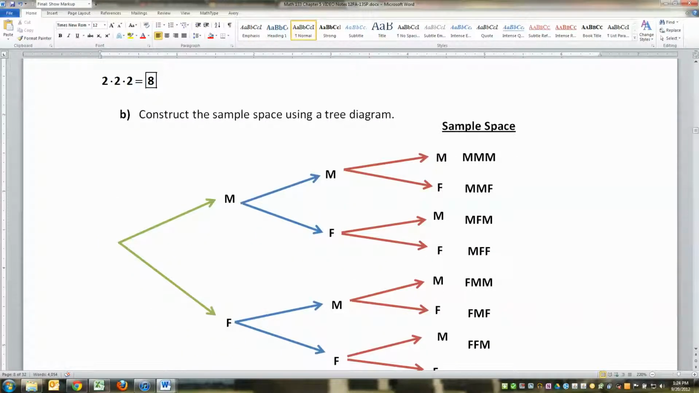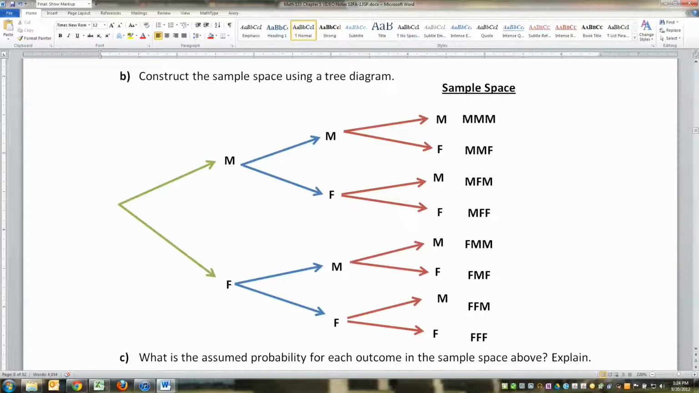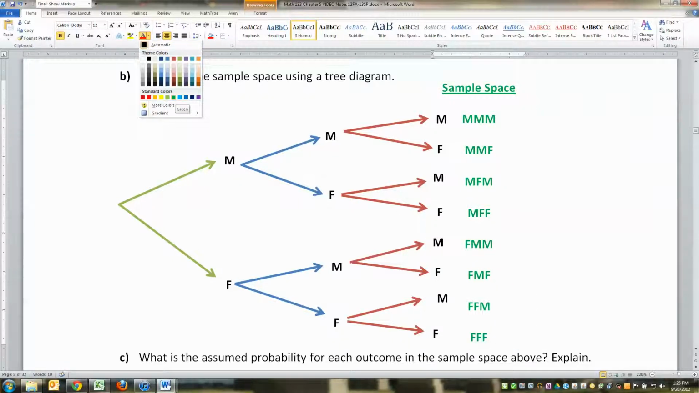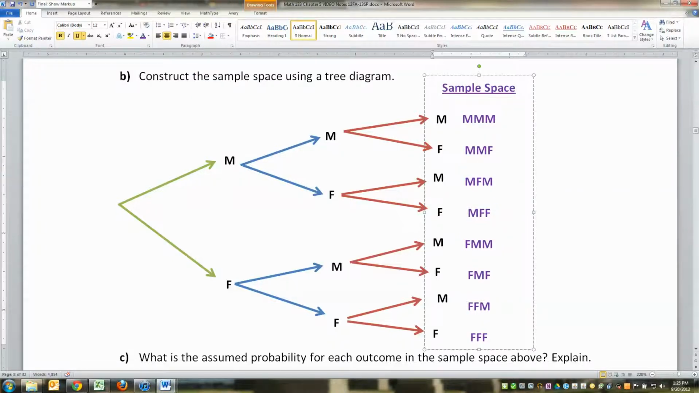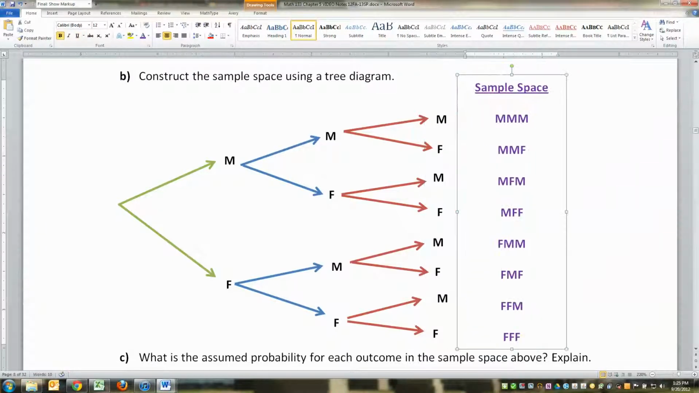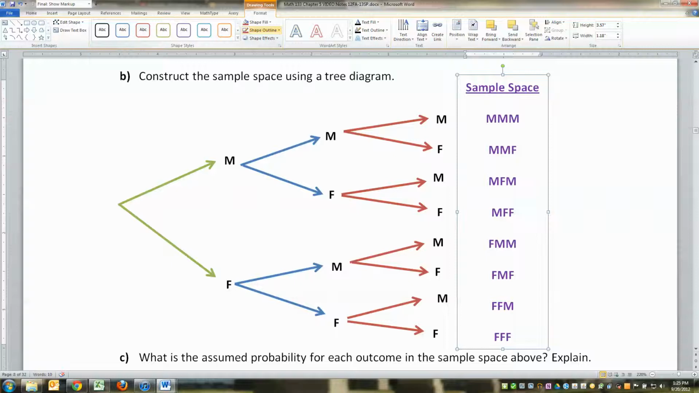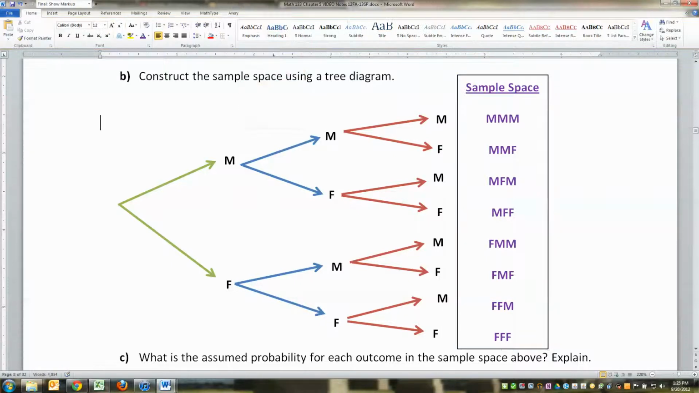You are going to construct the sample space using a tree diagram, and I've already done it. So the sample space is actually this part over here. Maybe I should put it in a different color. Purple. There we go. So that part's the actual sample space, and the rest of it is just the diagram helping you figure out what this should be. So the purple part's the part you really are looking for, and everything else is just you trying to figure this purple part out. Maybe I should box it. Makes it obvious. Boom. That's the answer.